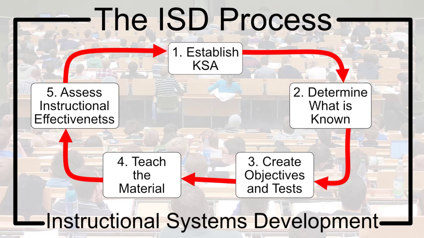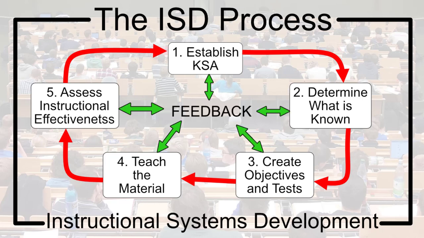Once you have assessed the instructional effectiveness, you can start the entire cycle over again by evaluating the knowledge, skills, and attitudes you set initially and adjusting them if you need to. You then go through the entire circle again, making adjustments, and you do feedback throughout the entire process.